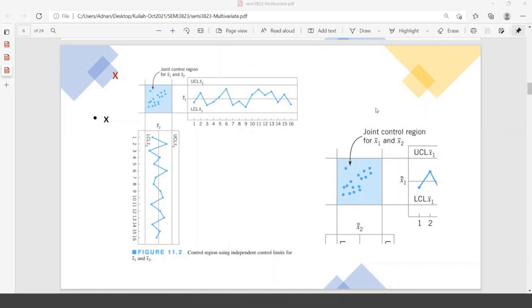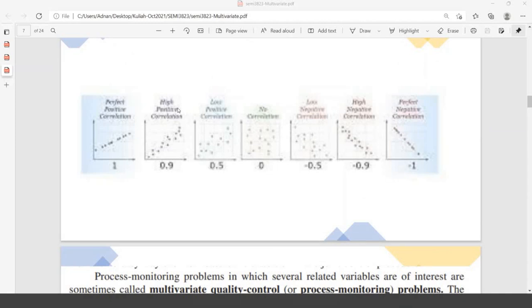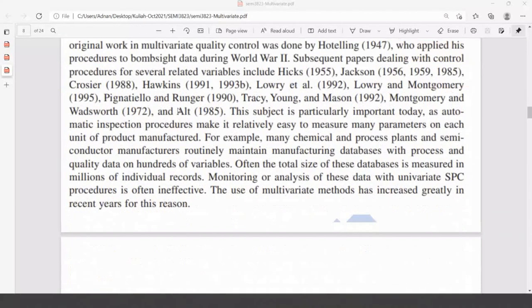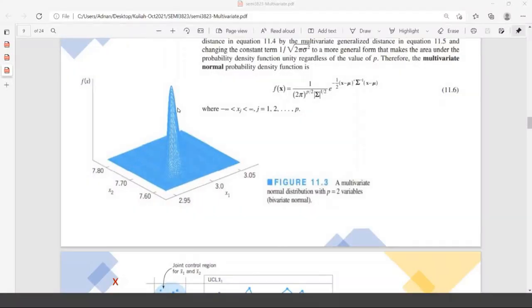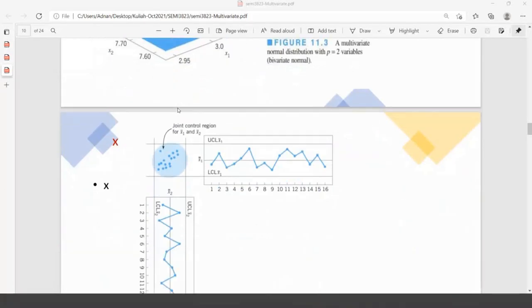and they are not correlated, that will be fine when we have a box as a region for monitoring. We have a box here. But when these two parameters are correlated, the box as a control boundary is not enough. We have to look into the correlation between them. Normally, for correlation we use a scatter diagram to see whether it is positively or negatively correlated.